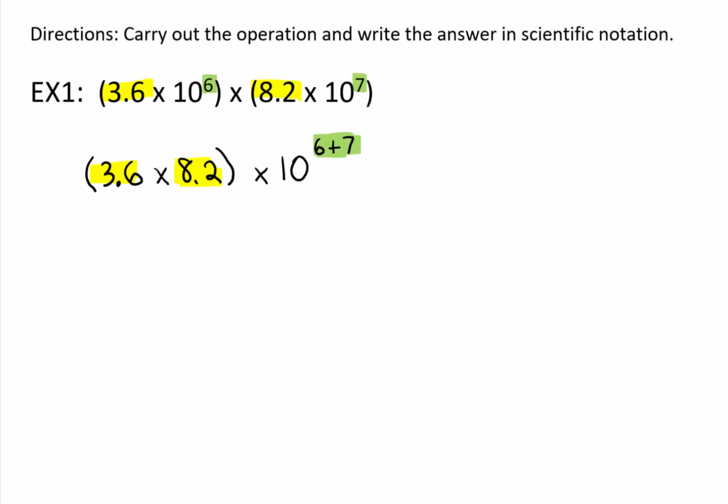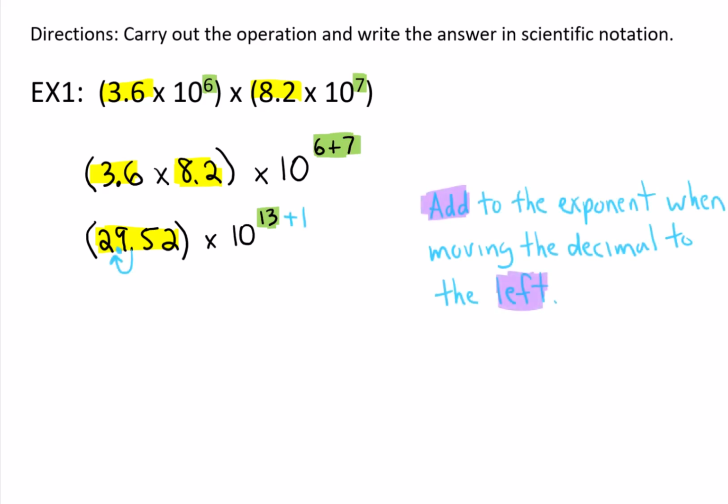We'll go ahead and rewrite everything so that we have a 29.52 times 10 to the 13th power, which is our answer, but it's not our final answer. We have to switch this into correct scientific notation, and that means we need to move the decimal over to the left so that we get 2.952.